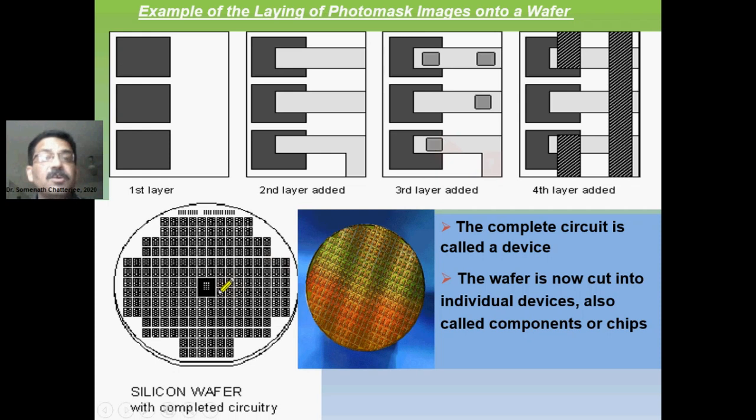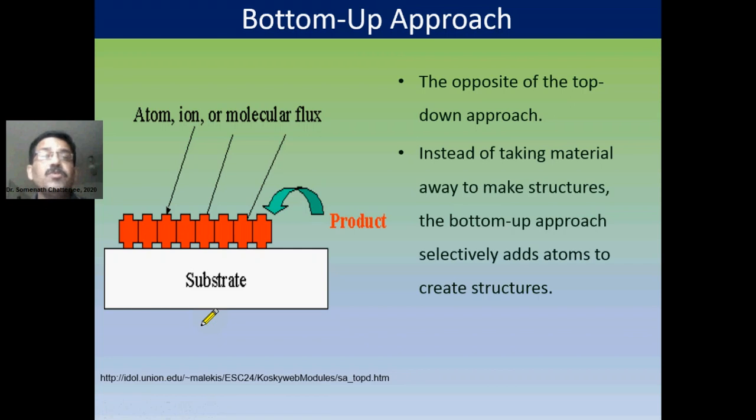How is it possible? I already showed you, this is the silicon wafer mapping, and you can see how many devices there are. These are all individual devices that we can make easily. So that is possible due to the top down approach. Next we will go to the self assemble or bottom up approach.